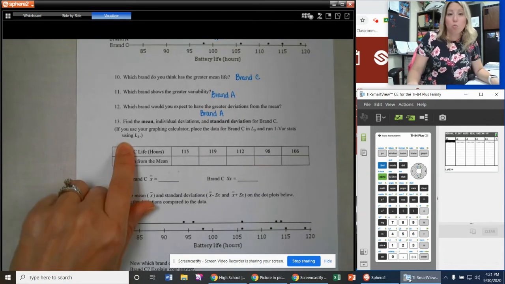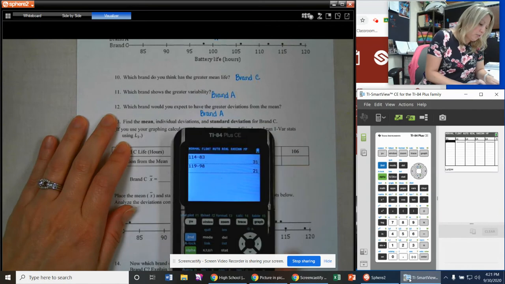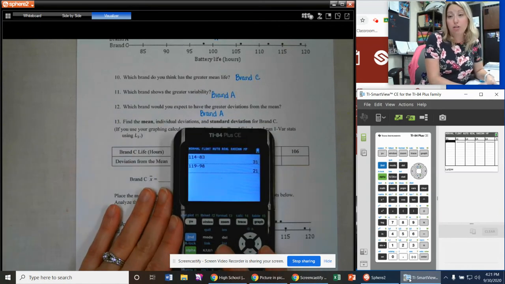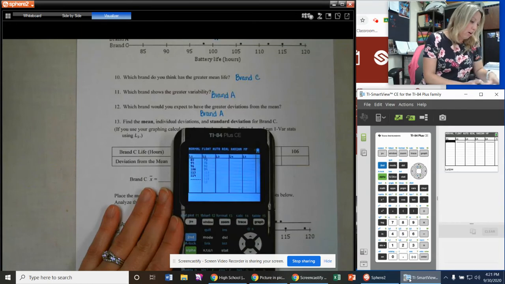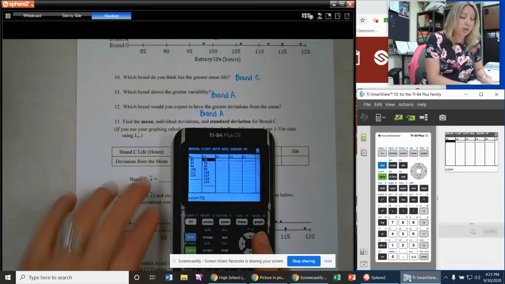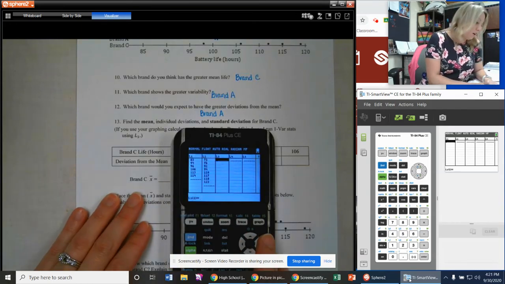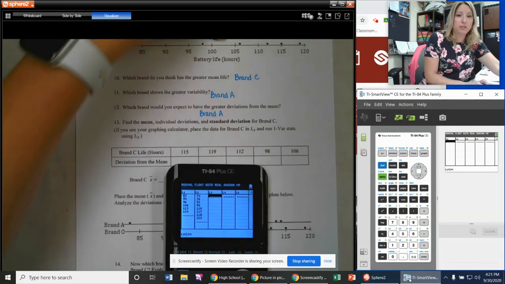Okay, so we're going to use our graphing calculator. We're going to put these guys in L3, which is list 3. So stat and enter for calc. And notice we've got a list 3 over here to the right. So arrow to the right. And there's your list 3. Let's put these guys in it.